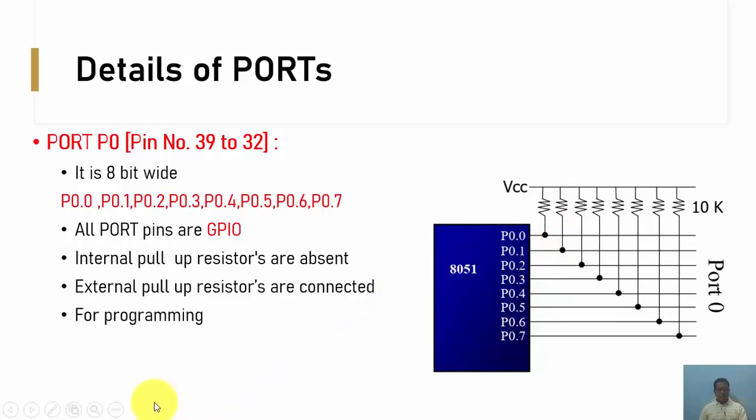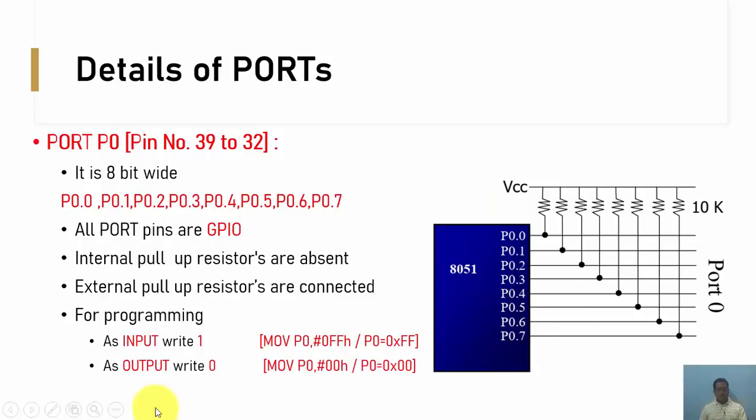So external pull-up resistors we are going to connect, and for programming purposes, when we configure this port as input, we have to write 1. It is written with the help of MOV P0, #0FFh, or P0 = 0xFF. What it will do is write 1 on all these port pins, and hence port P0 works as an input. Similarly, to configure this as an output, we write 0 on it. It is written as MOV P0, #00h, or P0 = 0x00.